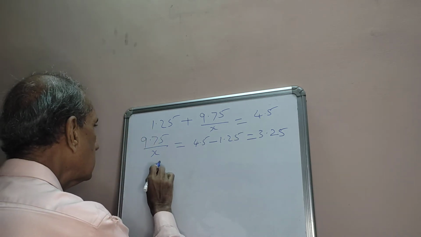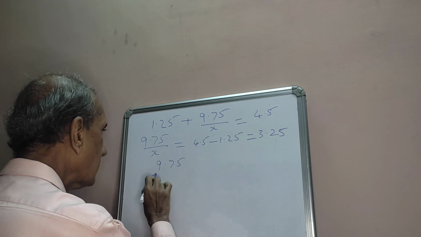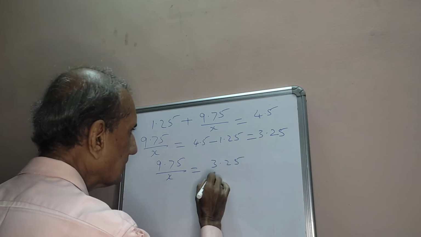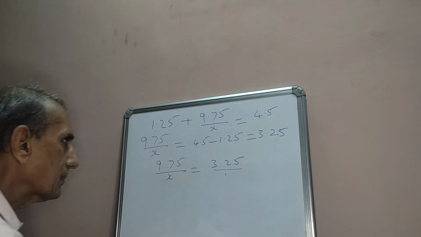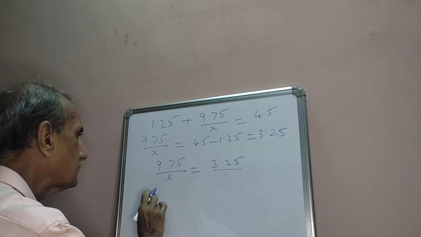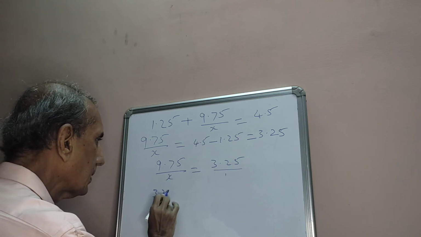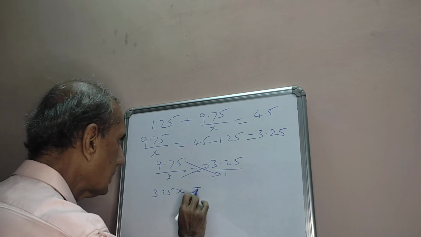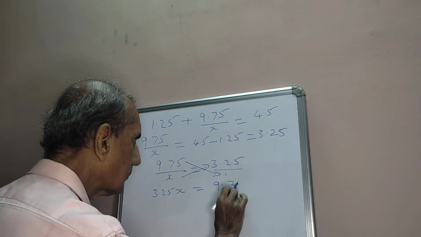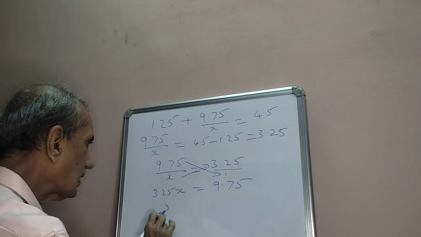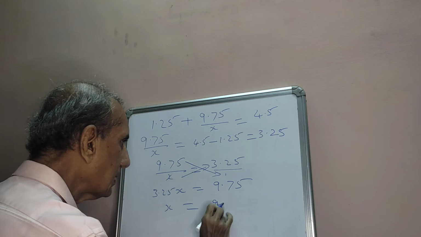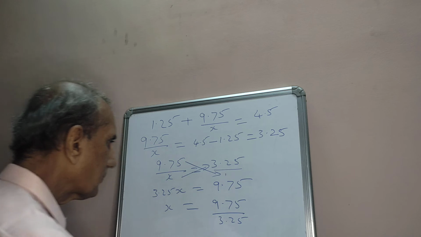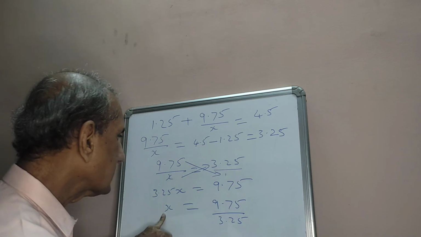Okay, now, so that means 9.75 by x is equal to 3.25. You always have 1 over here in the denominator. Okay, now cross multiply. What do you get? 3.25x is equal to 9.75. Now find the value of x. This would be 9.75 by 3.25. Solve this, you'll get the value of x.